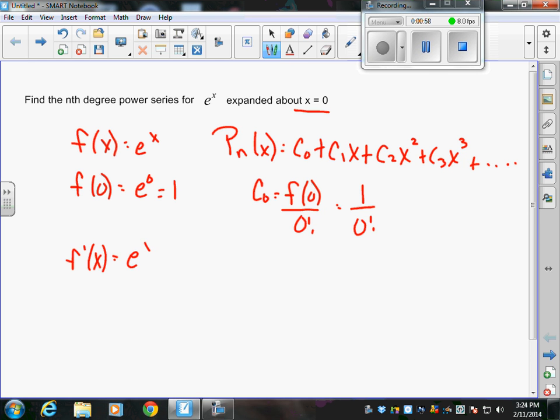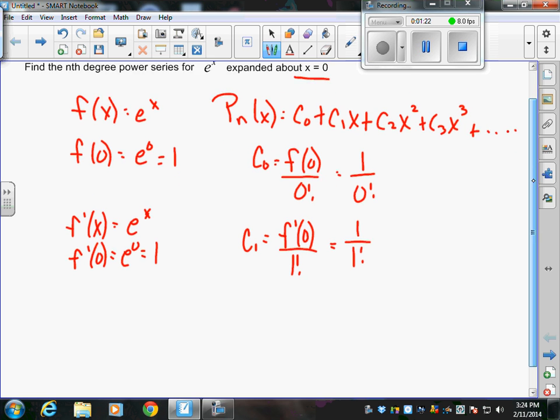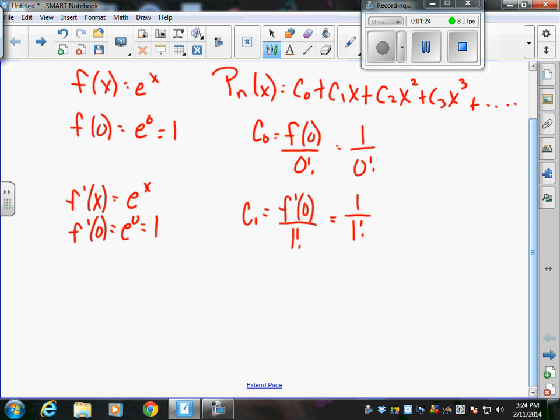But f prime is e to the x, and f prime of 0 is going to be 1. So that's going to make c sub 1, remember, f prime of 0 over 1 factorial. So c sub 1 is the first derivative over 1 factorial, which is 1 over 1 factorial. And again, we're going to leave it in that form. So let's do the second derivative. f double prime of x is e to the x again.